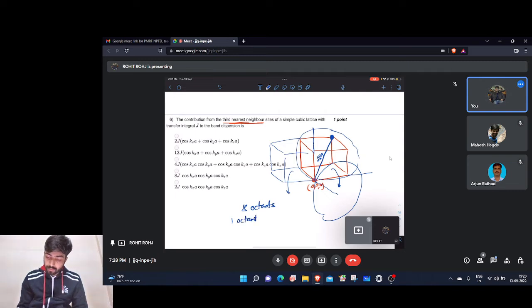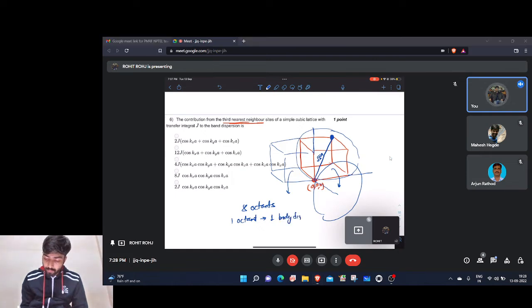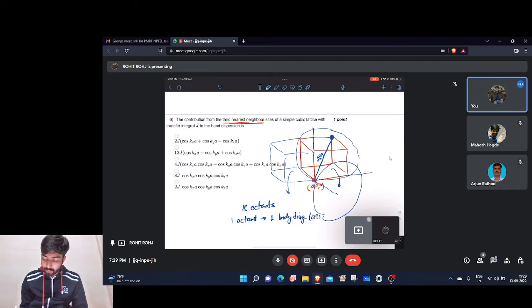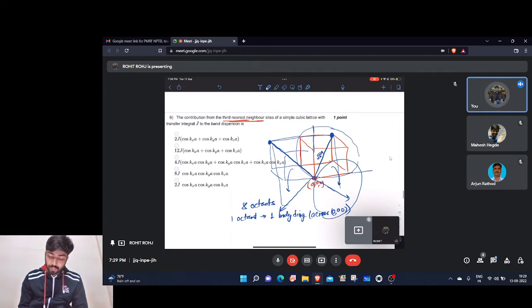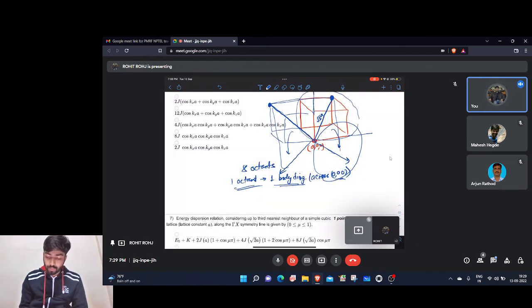One octant, drawn in red color, contains one body diagonal across 0 0 0, and the other body diagonal which I have shown will be this one, and another one will be down here, and these 4 will come out of the paper. There will be another 4. So one octant has one body diagonal, and 8 octants will have 8 body diagonals, and 8 body diagonals means 8 nearest neighbors, or I should say 8 third nearest neighbors.